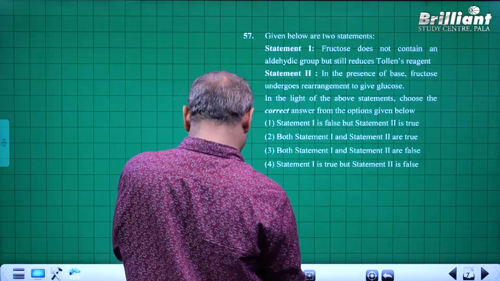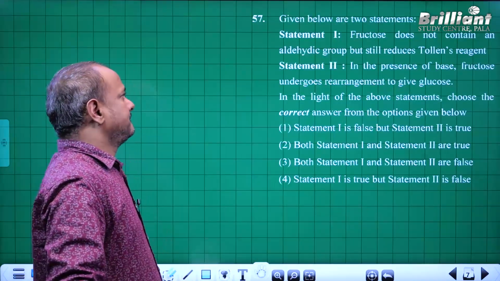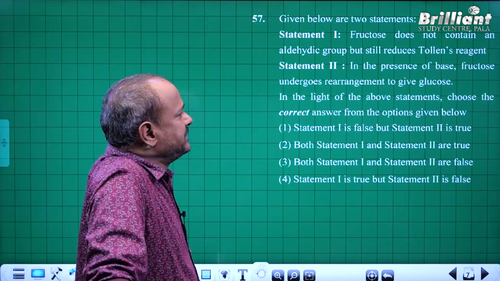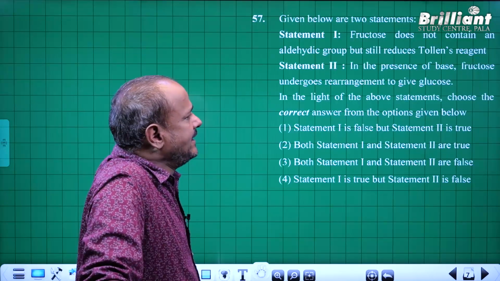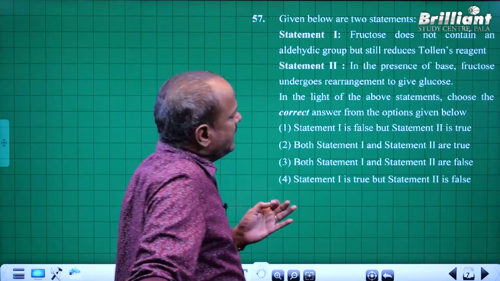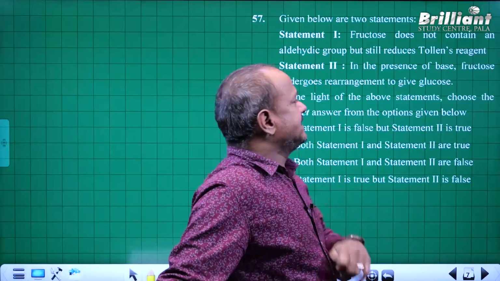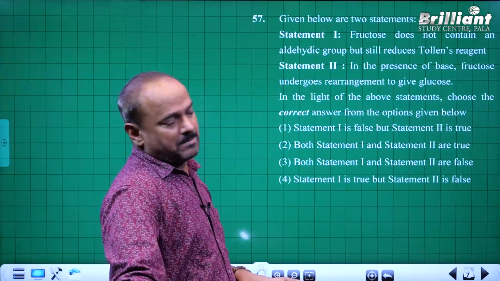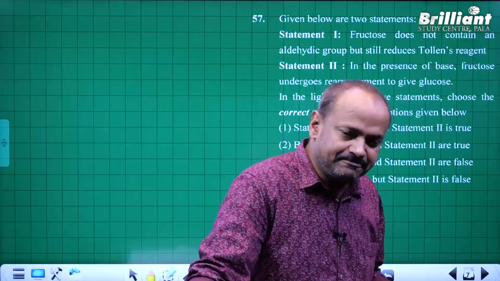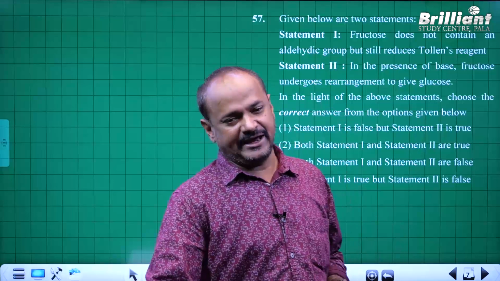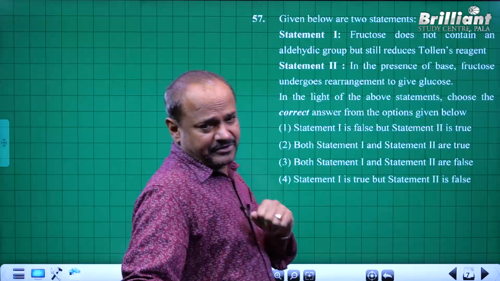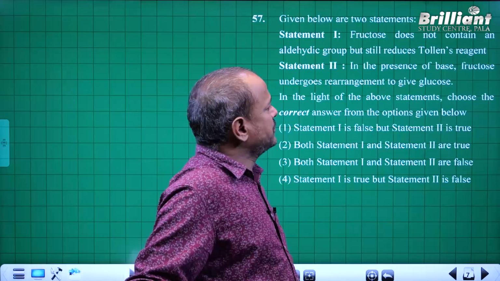Okay. Two statements are given. Fructose does not contain an aldehyde group, but still reduces Tollen's reagent, meaning it is called a reducing sugar. Monosaccharides and disaccharides are always reducing sugars, except sucrose. But here the example is fructose, which is actually a ketone.